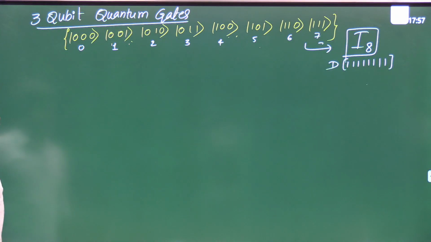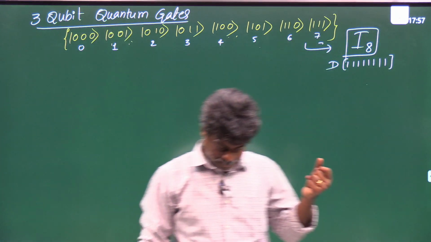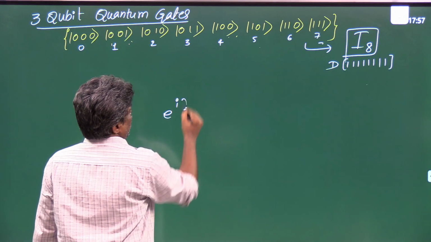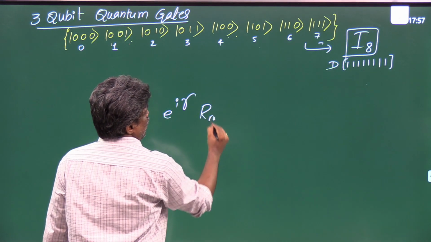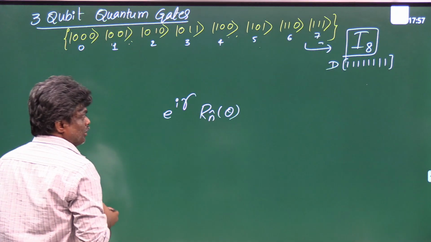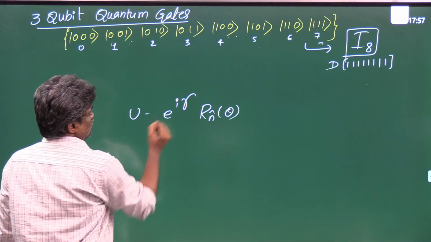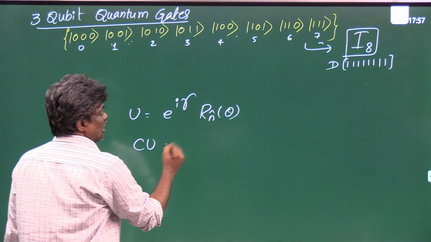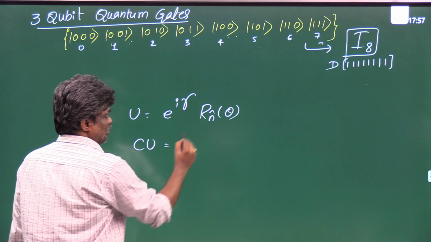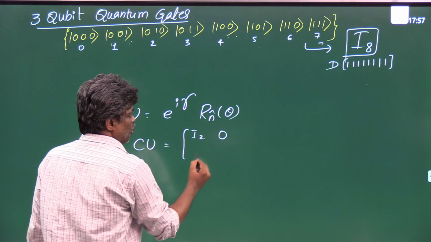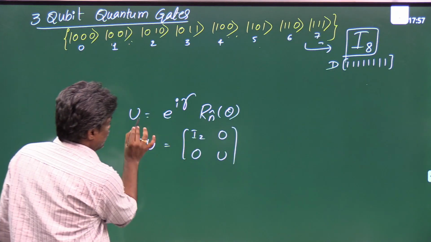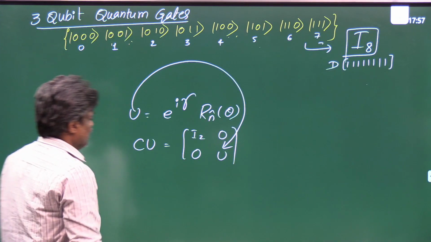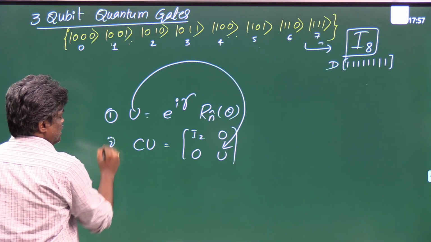Okay, wait a minute. Are you ready? Single qubit quantum gates are represented by e raised to i gamma Rn cap of theta. This is U actually. Two qubit quantum gates, CU, that means controlled U. So here we have I2, O, U. Whatever U is, you substitute here. Wait a minute. Next, this is a single qubit, this is a 2 qubit.